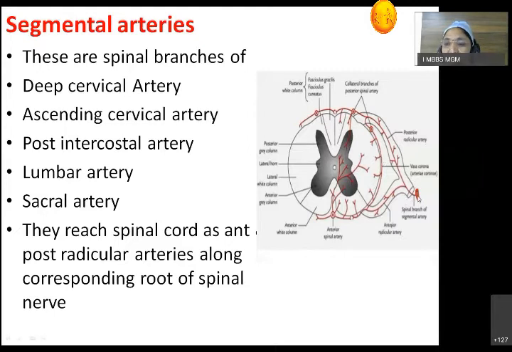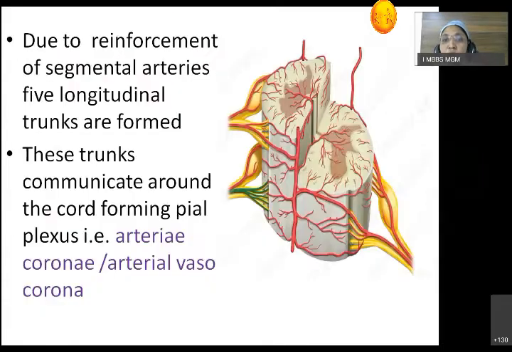So the segmental artery enters into the vertebral column through the intervertebral foramen and divides into the anterior radicular artery and posterior radicular artery. That means anterior and posterior radicular arteries are branches of the segmental artery. Remember, radicular arteries are branches of segmental arteries. Radicular arteries run along the anterior and posterior nerve roots respectively. The anterior radicular artery reinforces the anterior spinal artery, and the posterior radicular artery reinforces the posterior spinal artery. And thus there is formation of 5 longitudinal trunks.